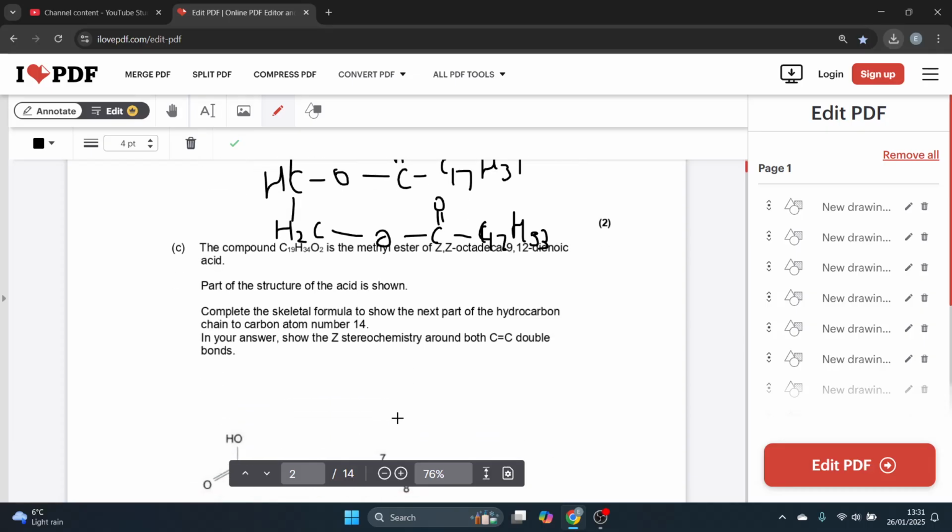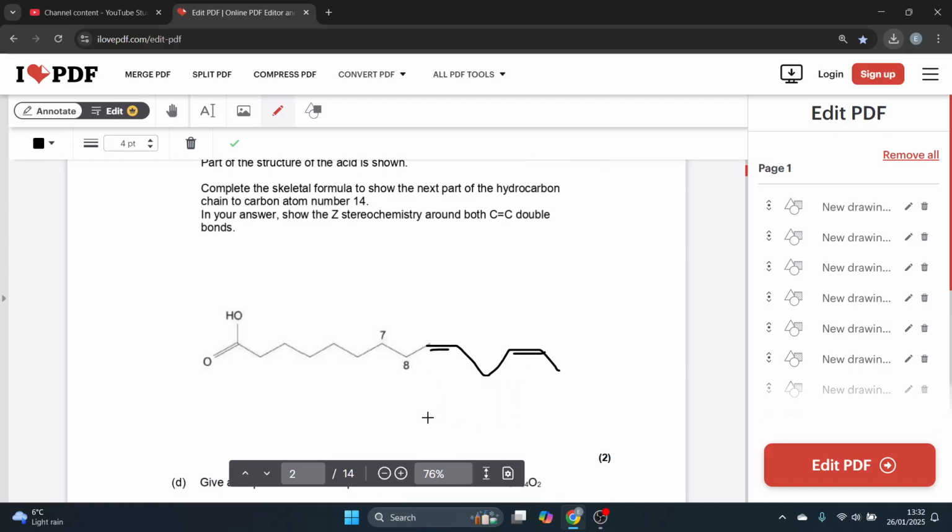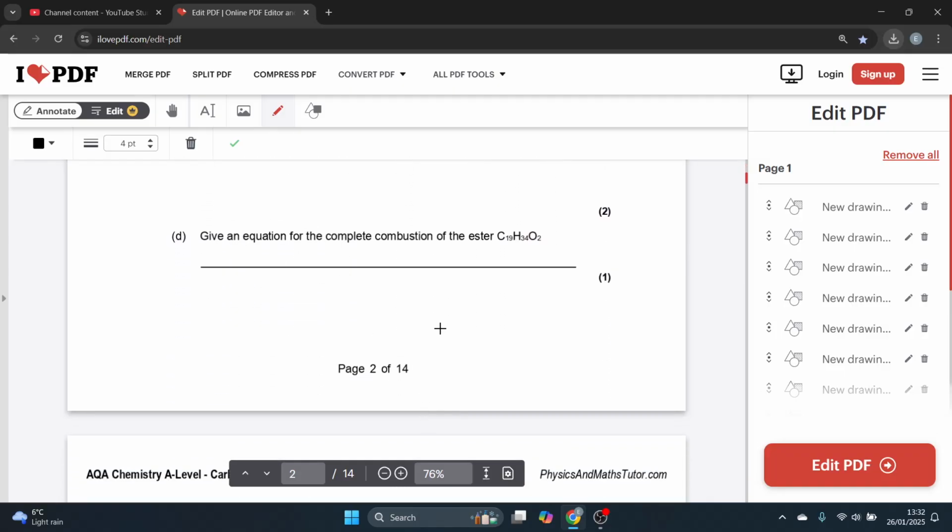And it says part C, complete the skeletal formula to show the next part of the hydrocarbon, to carbon atom number 14. So it's going to look something like this: here, here, here, here, here, here, 8, 9, 10, 11, 12, 13, 14. Perfect. Double bond here, double bond there. Give an equation for the complete combustion of the ester.